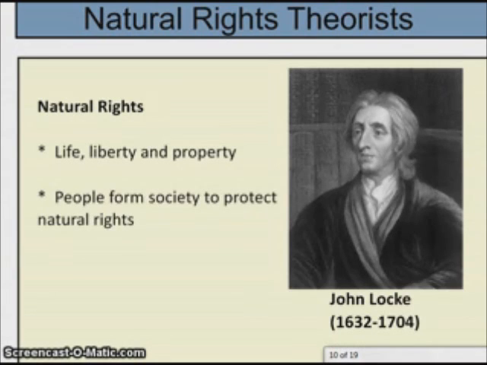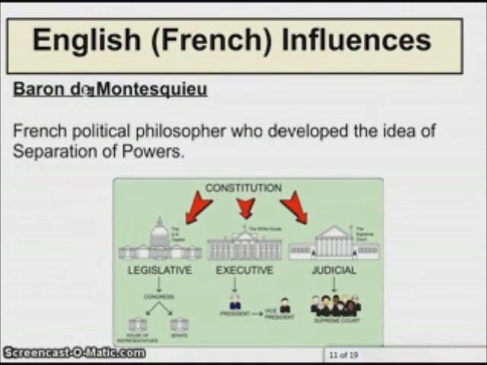So when we form societies, we do that to protect these natural rights, and John Locke is an important philosopher that the Founding Fathers are going to borrow information from, especially Thomas Jefferson in the Declaration of Independence, and we'll talk about that a little bit later.